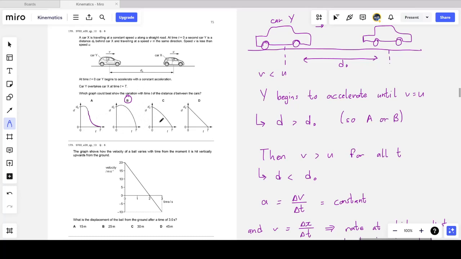So you can see there was some logic. You had to eliminate C and D initially, and then you had to select from A or B. Well, A is for some reason changing at different rates, but B is changing at a constant rate. And so we can see that B is our correct answer. That's the variation of the distance between the cars, and at time t, car Y catches up to car X and overtakes it. Okay, so not so bad so far.